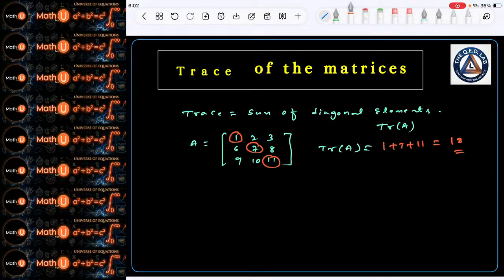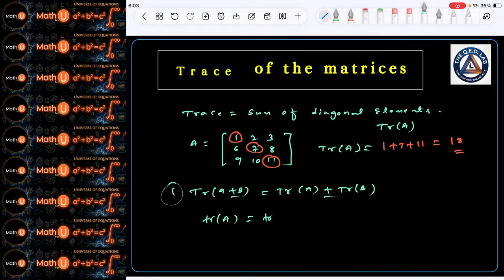There are some important properties. For trace of matrices, trace of A plus B is equal to trace of A plus trace of B. You should remember it may be plus or minus. If you get a plus or if you get a minus, the property is applicable. This is a very important formula. Then trace of A is also equal to trace of A transpose. This is also an important formula you should remember.